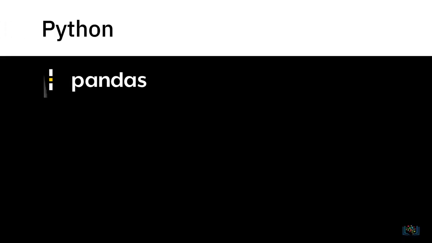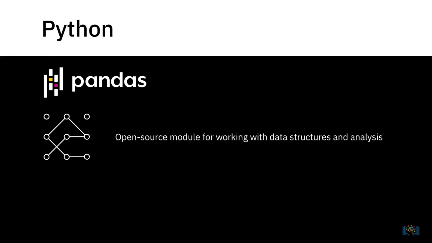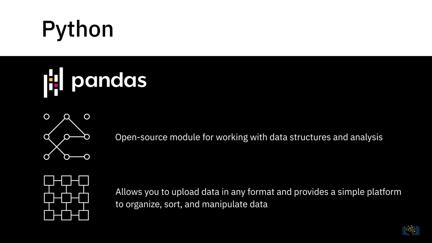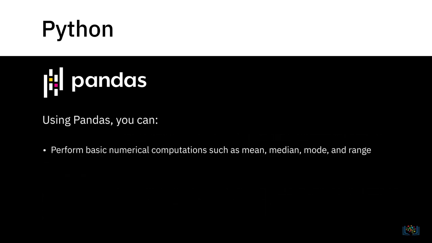Python libraries like Pandas and NumPy are commonly used for data mining. Pandas is an open source module for working with data structures and analysis. It is possibly one of the most popular libraries for data analysis in Python. It allows you to upload data in any format and provides a simple platform to organize, sort, and manipulate that data. Using Pandas, you can perform basic numerical computations such as mean, median, mode, and range.